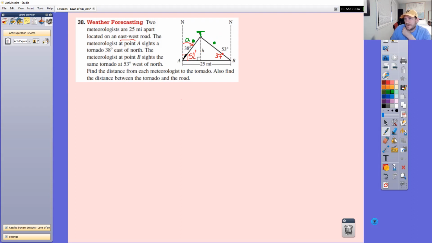I think I want the distance from meteorologist A to the tornado to be called A, and the distance from meteorologist B to the tornado to be called B. So I'm going to take some liberties here. Get mad at me if you want. I don't care. Anyway, let's do it. I'm saying I don't care a lot. I do care. I care a little. B is going to be purple.